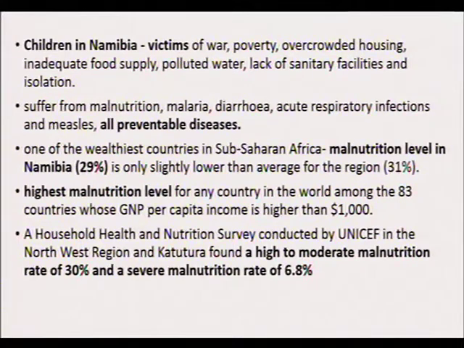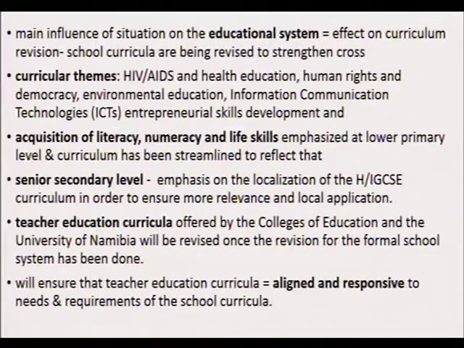A household health and nutrition survey conducted by UNICEF in the northwest region in Katatura found a high to moderate malnutrition rate of 30% and a severe malnutrition rate of 6.8%. Now, why are we mentioning these facts? Because we want to look at how education can eradicate these circumstances.